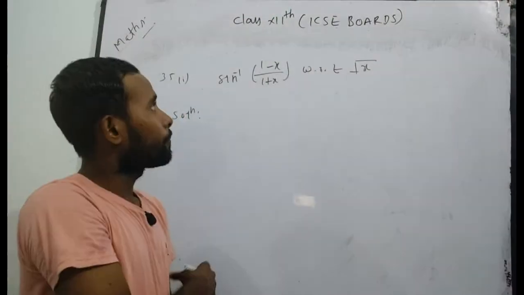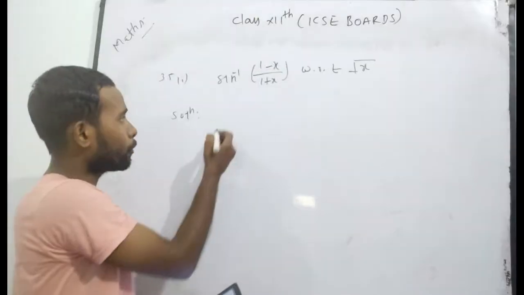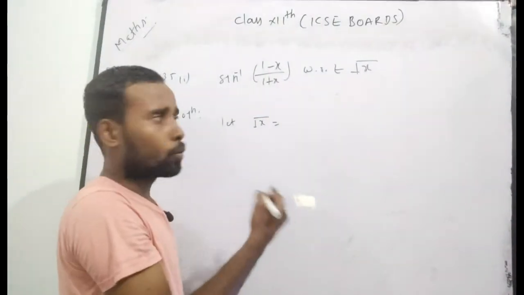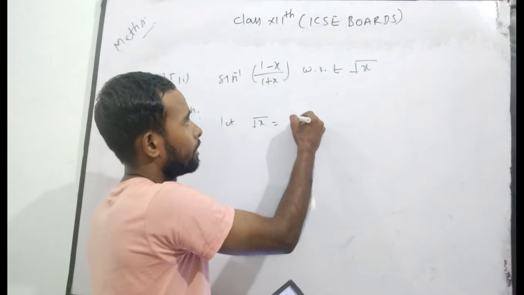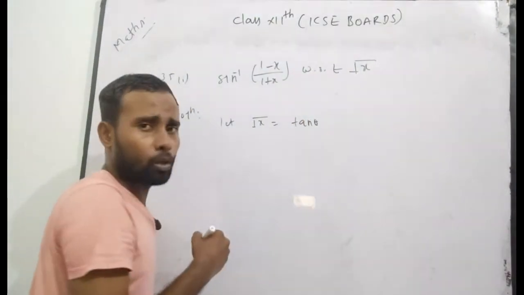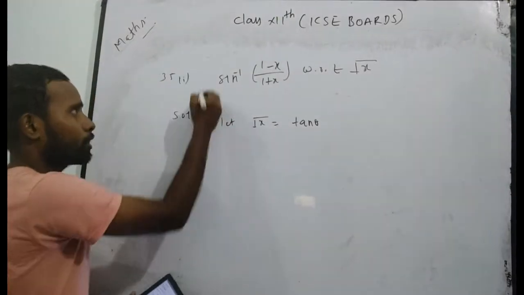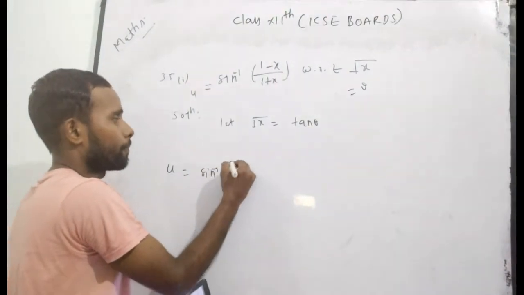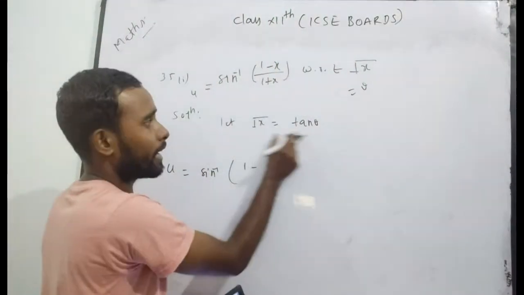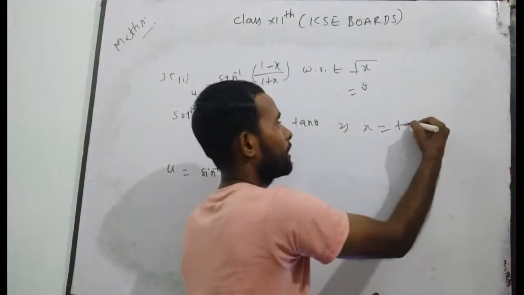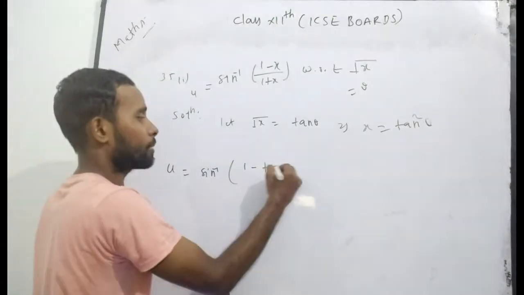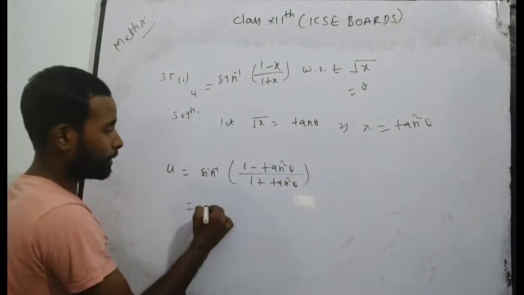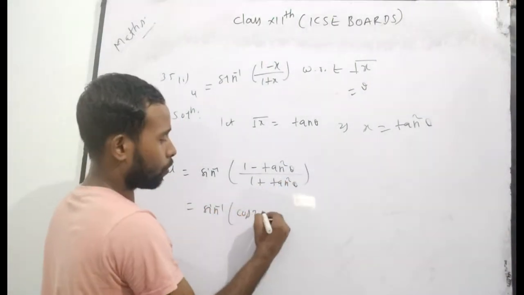What is the substitution method? Suppose that I want to put, let root x is equal to tan theta. In that case, suppose that this is u and this is v. Then u will be what? Sine inverse of 1 minus, if root x is equal to tan theta, then x is equal to tan square theta. So in place of x will be tan square theta divided by 1 plus tan square theta, and finally you will get here sine inverse of cos 2 theta.